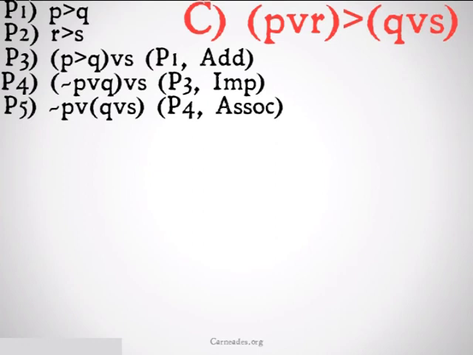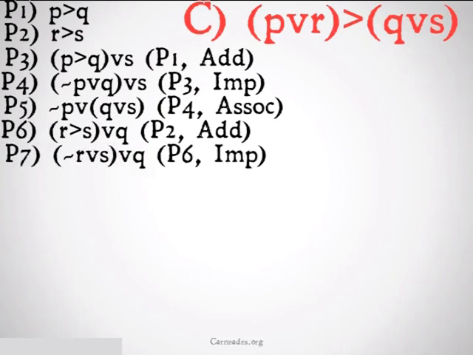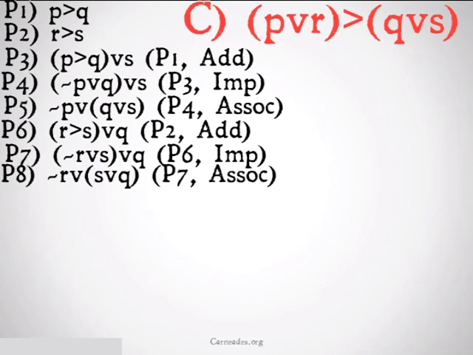I'm going to do a similar thing now to R implies S. Once again, I'm trying to get the Q into this equation. We'll do R implies S or Q from premise 2, addition. Then not R or S or Q, premise 6, implication. Once again, trying to get disjunctions only here, then we'll switch over those parentheses to not R or S or Q, premise 7, associativity. Now we basically have set up not P or Q or S, and not R or S or Q. It's really, really close.